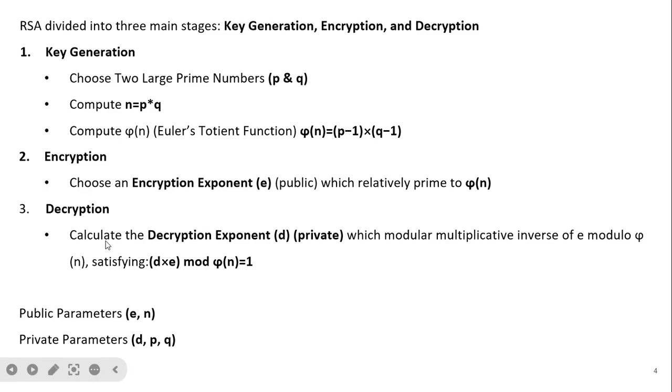Decryption. When the message reaches the receiver, it is decrypted using the private key, which is d, where d and e are modular multiplicative inverses, that is, d times e mod phi of n equals 1, or d times e is congruent to 1 mod phi of n. The public parameters are e and n, where n is the product of p and q. When the receiver sends the parameter n to the sender, only n is visible; p and q are not visible.